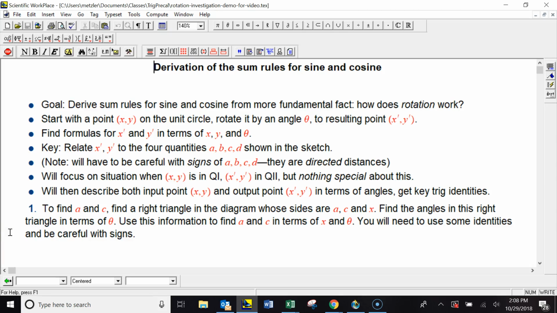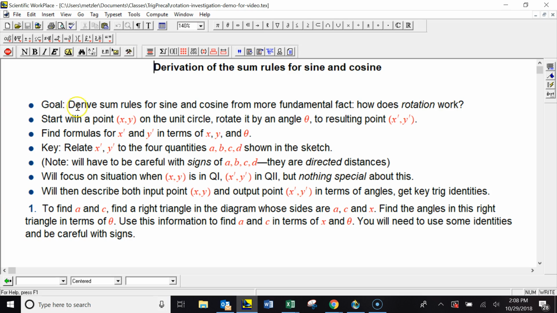This will be a multi-part video about one derivation of the sum rules for sine and cosine. This is a modification of something that I often do as a directed exploration, but I'm going to lead you through it, and hopefully there are some times when you could pause the video and do a little bit for yourself.